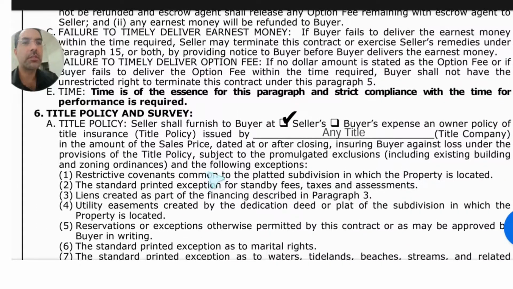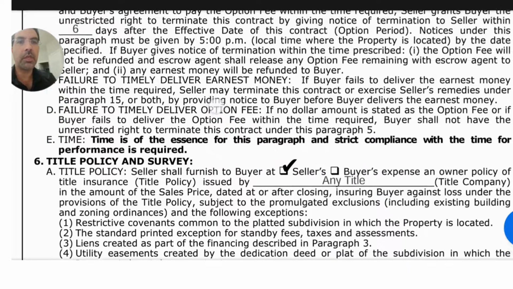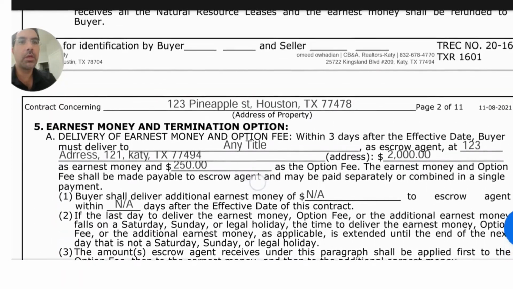Scroll down to 6, title policy. Who's going to pay for the title policy? Most of the time the seller will pay for the title policy, and then you would put the title company's name here. It would be the same title company as we put in 5.